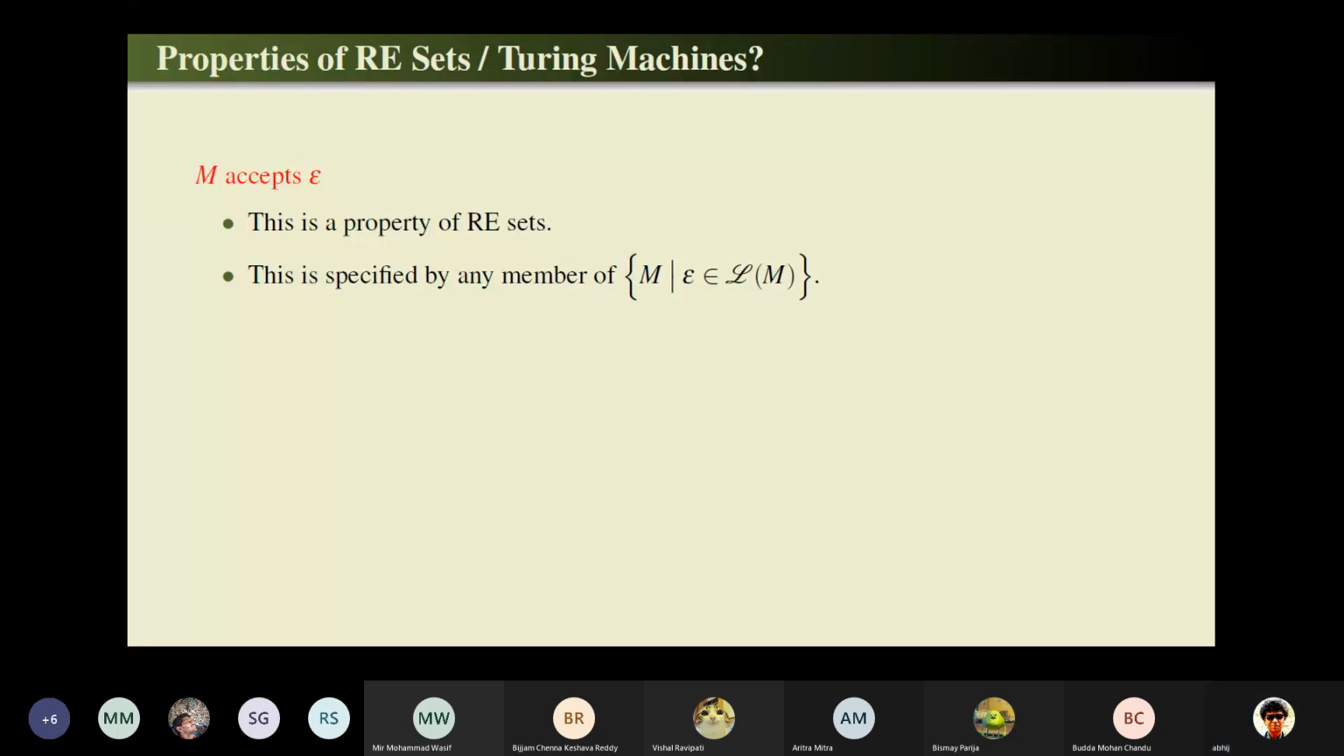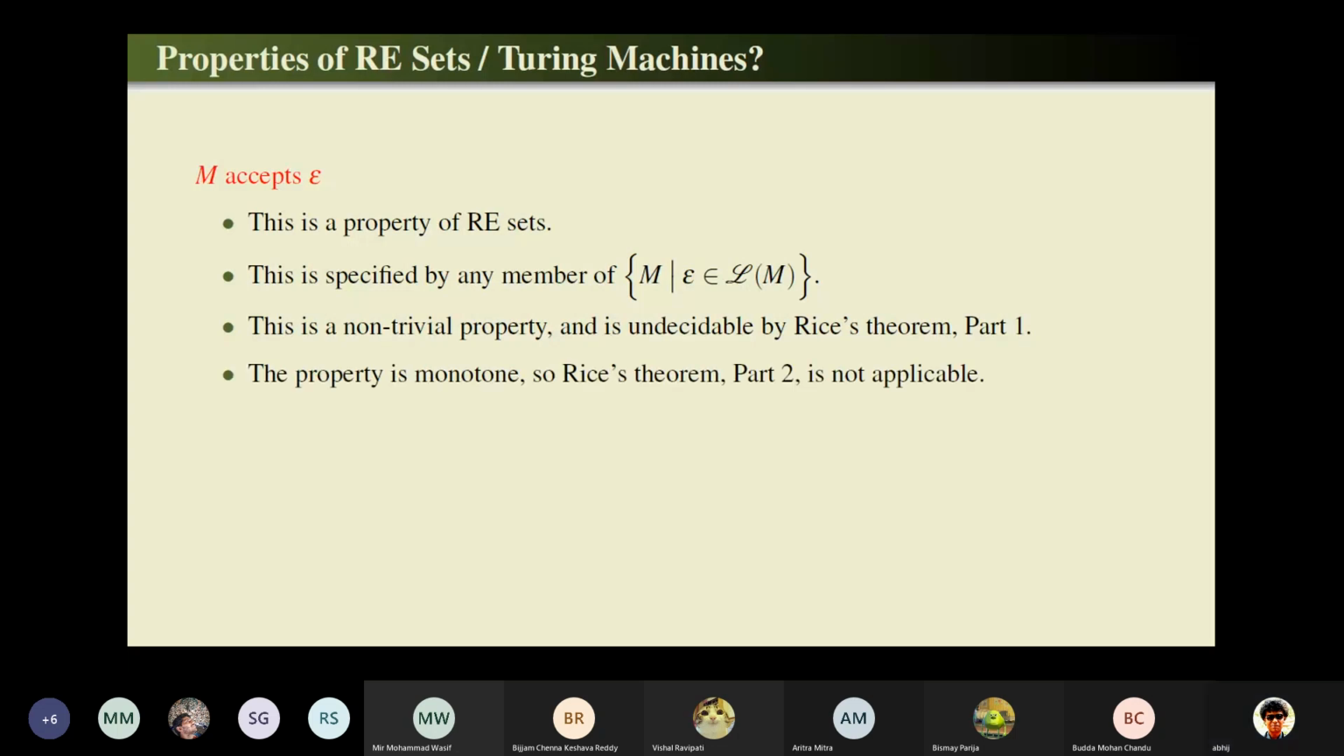And this is basically a non-trivial property, right? So by Rice's theorem, part 1, it is undecidable. But you can see it's a monotone property. If epsilon belongs to some RE set, and if you go to any superset, epsilon will continue to stay there. Therefore, I cannot apply part 2 of Rice's theorem.